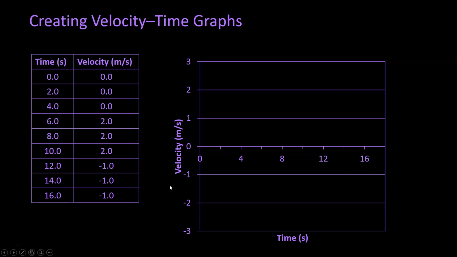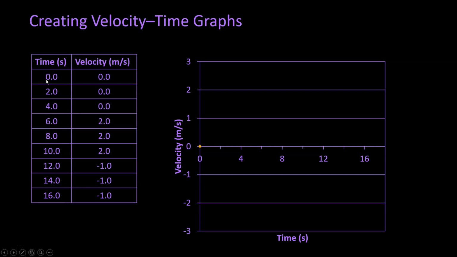Let's go ahead and plot these points. And so at time 0, the velocity is 0. We put our data point there. We go on to our next time at 2 seconds. And 4 seconds. And what we notice is when the velocity is 0, in other words, when the object's at rest, we have a flat line on the time axis. So unlike the position time graph, where a flat line anywhere on the graph meant the object was at rest, on a velocity time graph, it's only at rest if that flat line occurs at velocity 0.